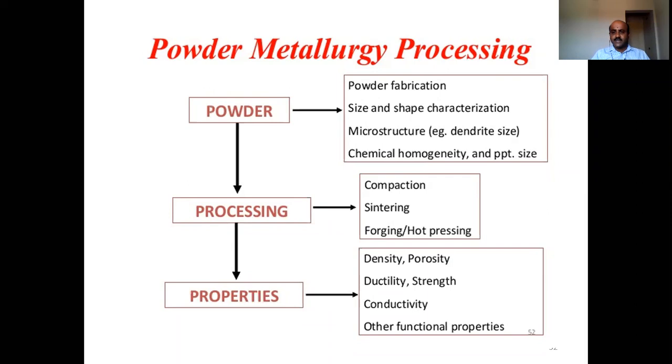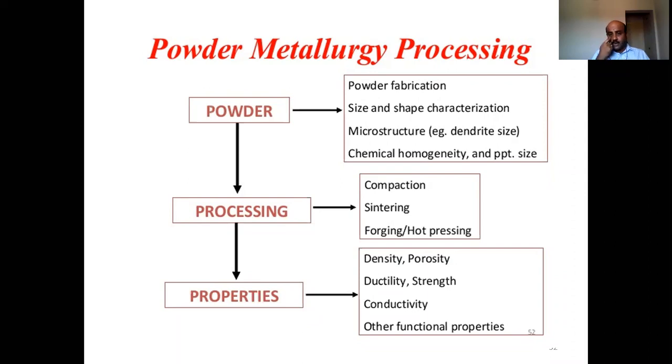As we were discussing in the previous slides, the powder metallurgy technique is relatively expensive because it involves an additional step where the powders need to be manufactured from the materials or metals. So that is one important step where a powder needs to be fabricated. Next, we need to characterize the size and shape of the powder particles, and check the microstructures and the chemical homogeneity.